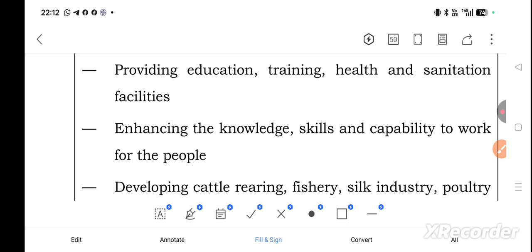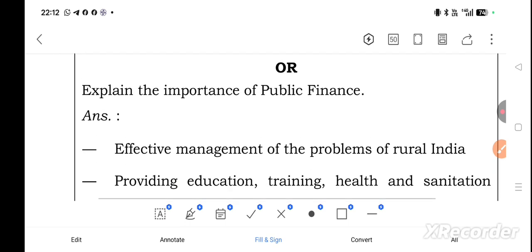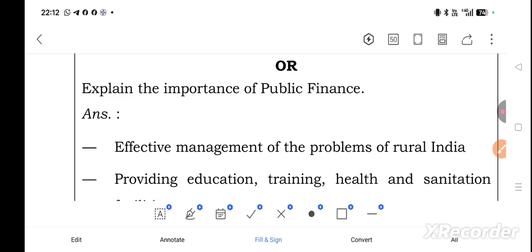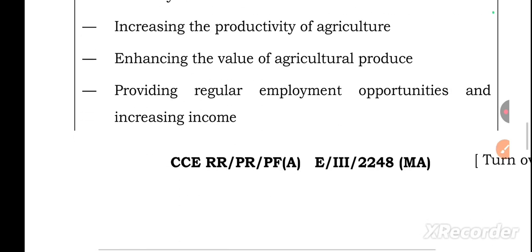If you write any 6 important points, you will get 3 marks. For this question, they asked another R type question: explain the importance of public finance. Then the answer.